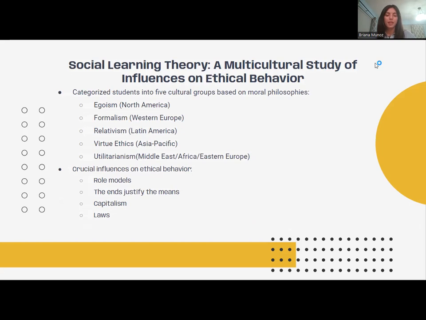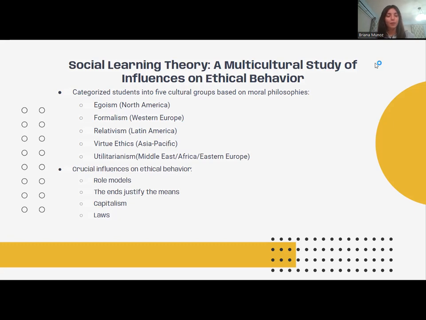And those from Asia or the Pacific were placed in the virtue ethics group, which emphasizes virtues such as trust, empathy, and fairness. And those from the Middle East, Africa, and Eastern Europe were placed in the utilitarianism group, which involves seeking the greatest good for the greatest number of people. And the study found that there are 4 crucial influences on ethical behavior. The study raised several research questions within these, and I'll explain each.